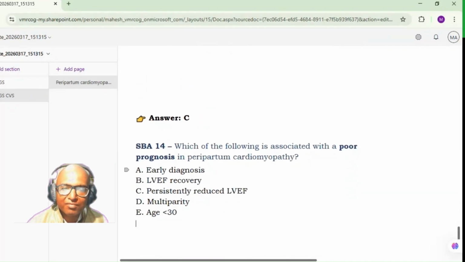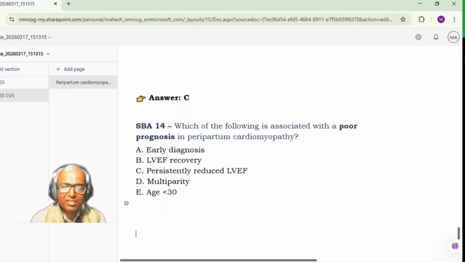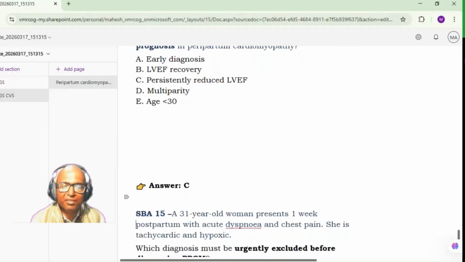Next. Which of the following is associated with a poor prognosis in peripartum cardiomyopathy? So it is persistently reduced LVEF. Yes, C, persistently reduced LVEF.